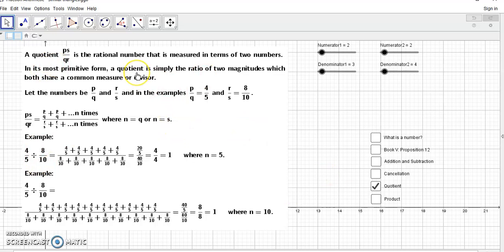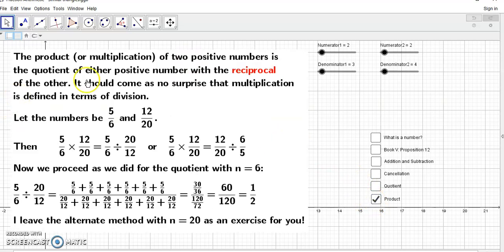And of course, a quotient comes after you've defined addition and subtraction. And then finally, the product comes from the previous three. So the product of two positive numbers is the quotient of either. Again, you see it's a quotient. I mean, I bet you've never thought of it that way.